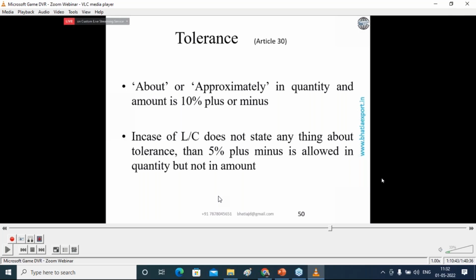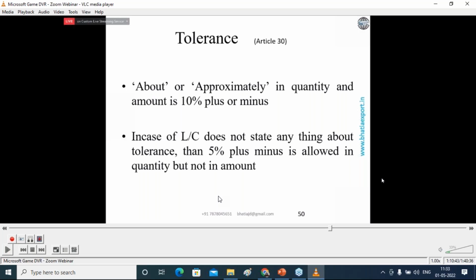For example, t-shirts. You are exporting t-shirts. You write 1,000 t-shirts, about 1,000 t-shirts, for example, or approximately 1,000 t-shirts. That means plus or minus 10%, plus or minus 100 of the t-shirts. That is the meaning of it.